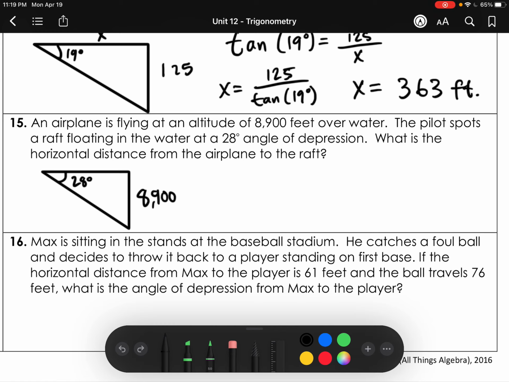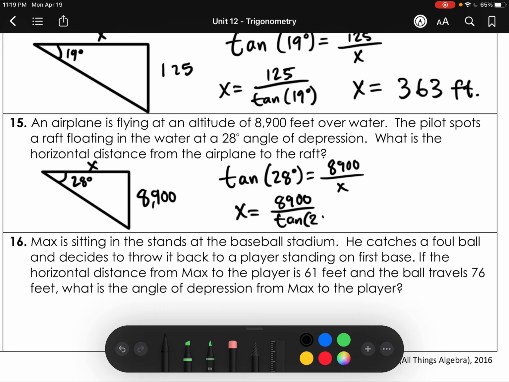So this value, same value. So we're going to use the same trig ratio. We're going to use tangent of 28 degrees is equal to opposite over adjacent. So opposite is 8,900 and adjacent is x. So when we write it in terms of x, we're going to write x is equal to 8,900 over tangent of 28 degrees.